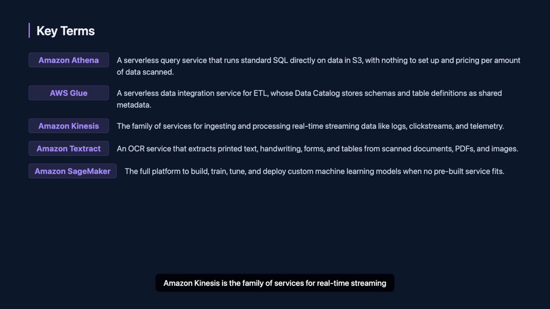Amazon Kinesis is the family of services for real-time streaming data, like logs, clickstreams, and telemetry. Amazon Textract is optical character recognition that pulls text, forms, and tables out of scanned documents. And Amazon SageMaker is the full platform for building and training your own custom models, when nothing pre-built will do.